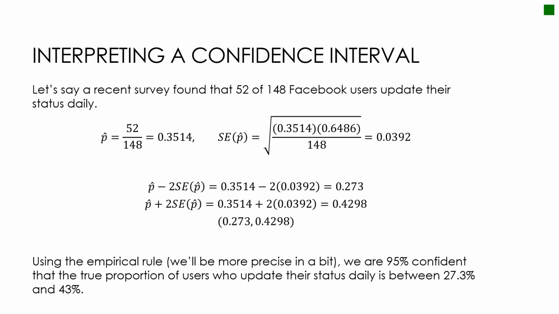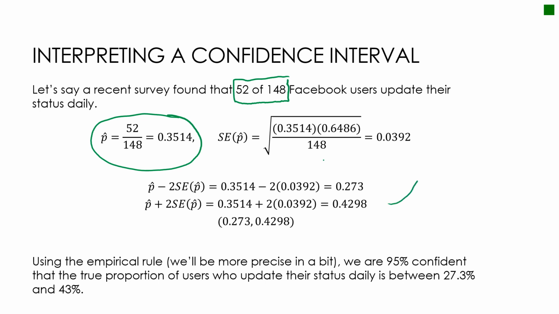So before we actually create a true confidence interval, I just want to give you an idea of where we're headed or what we're looking at. So let's say a recent survey found that 52 of 148 Facebook users update their status daily. So the first thing I would look at is, is this a means question or a proportions question? Now this one did not give me a percentage, but it did give me 52 out of 148, which I can use to calculate p hat. So about 35.14% update their status daily.